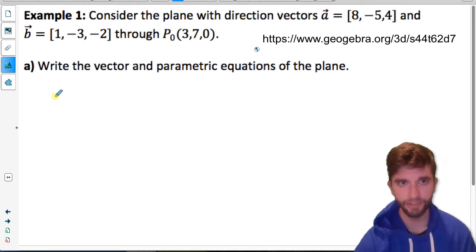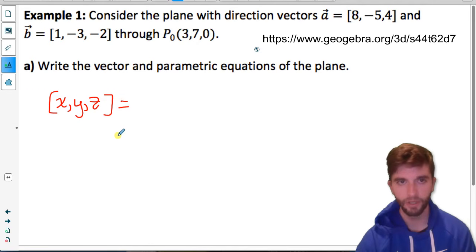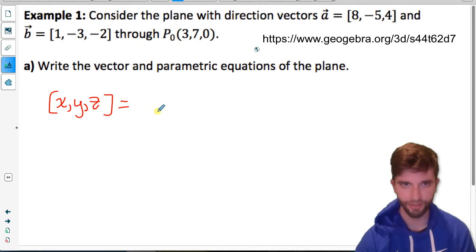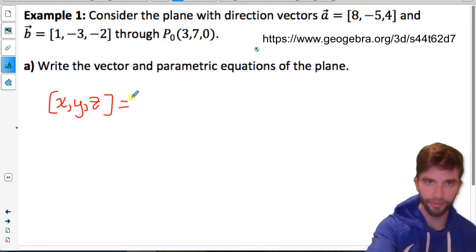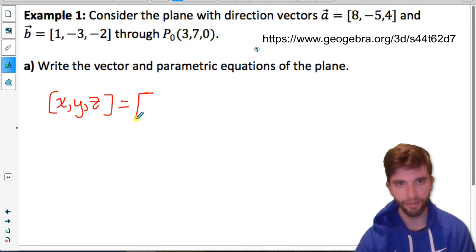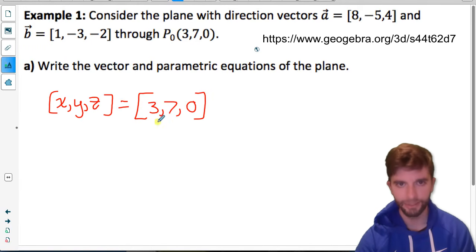So let's start by writing the vector equation of the plane. So x, y, z equals a position vector. A position vector is a vector that starts at the origin and has its tip at a point on the plane. So it needs to have its tip at the point 3, 7, 0. So I'll write that as the vector 3, 7, 0.